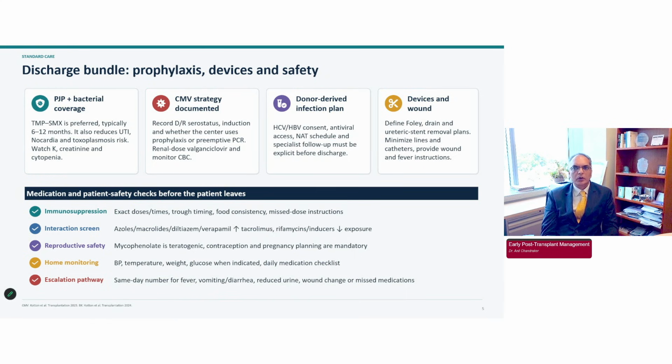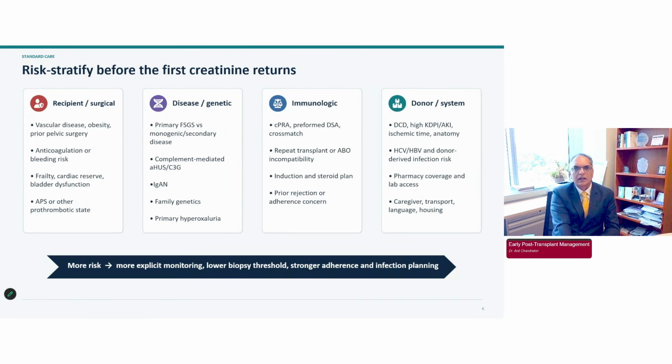For the wounds and devices, there needs to be a plan for stent removal if the stent is still in place, and when the urinary catheter is still in place, that needs to be taken care of. If the patients have a hemodialysis line that is being used for access, then a plan needs to be made either to flush that or to remove that when the patient gets discharged. And these are often things that can get overlooked.